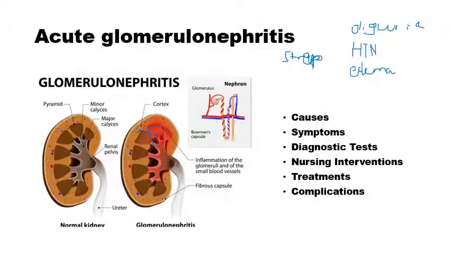Diagnostically, we can test for this with a UA. It's going to show hematuria and proteinuria, of course. They're going to have an elevated BUN, so this is actually affecting stuff, right? BUN and creatinine are both going to be elevated, so make sure you know your levels.